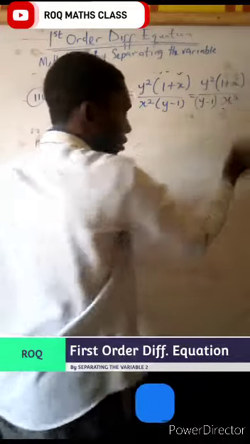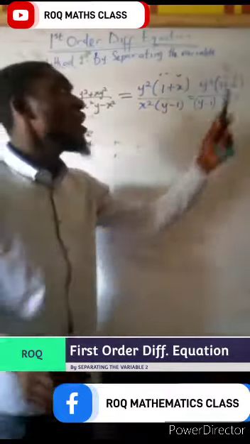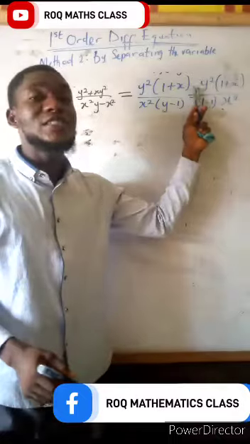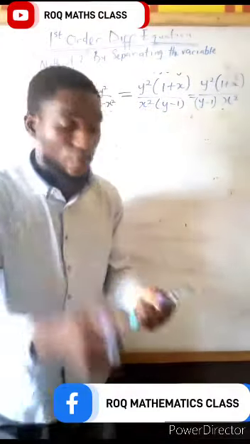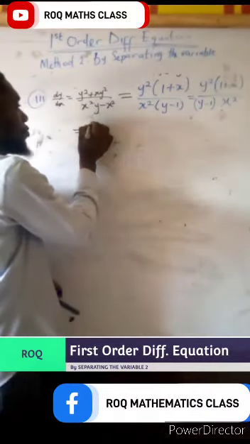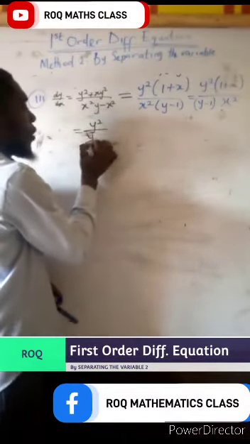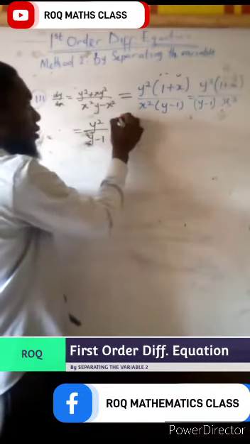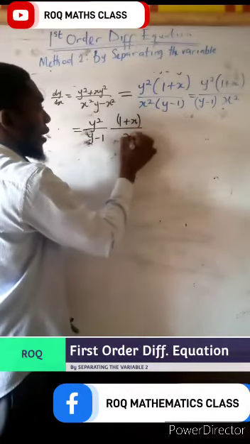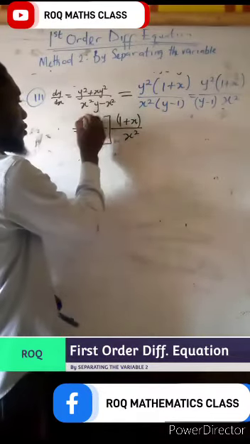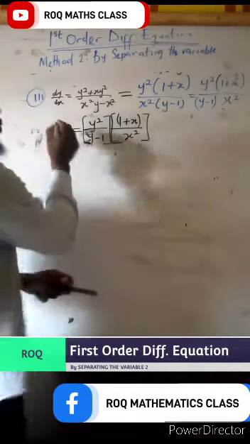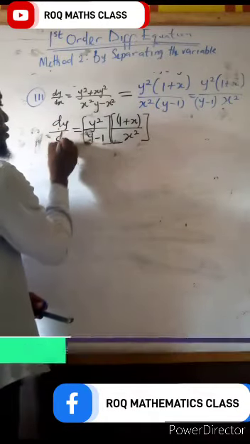Then x squared. So how many functions do I have here? Only two functions: a y function and an x function. Good. We can write this as y squared over y minus 1, then times 1 plus x over x squared. This stands as one function, and this also stands as another function: the y over the x.